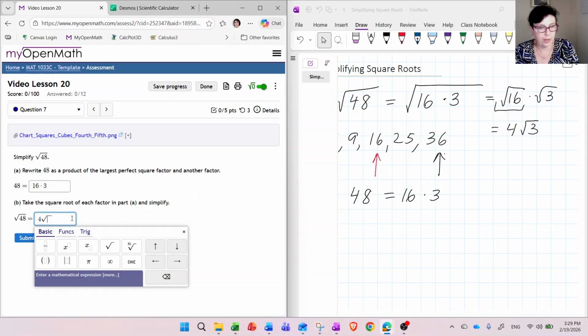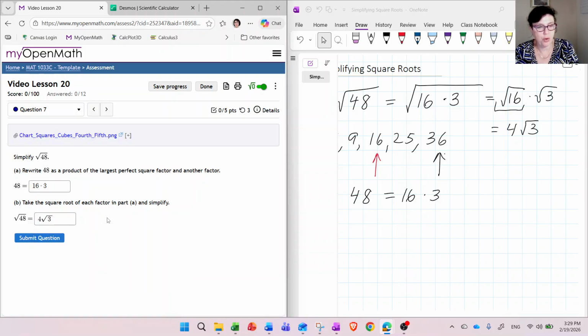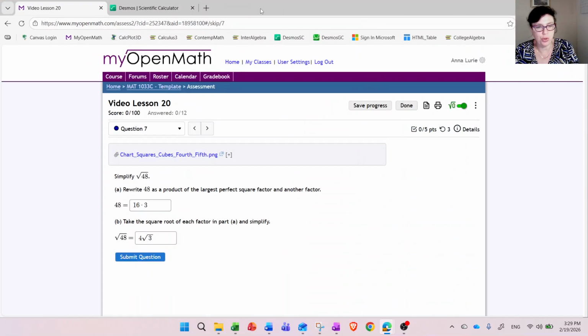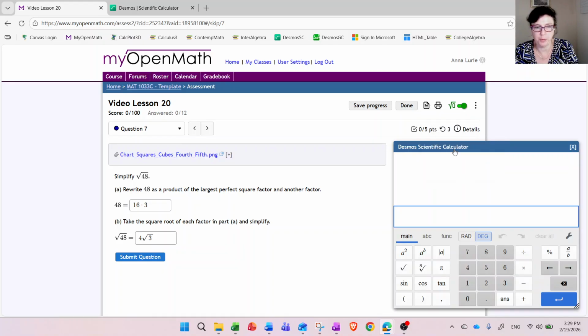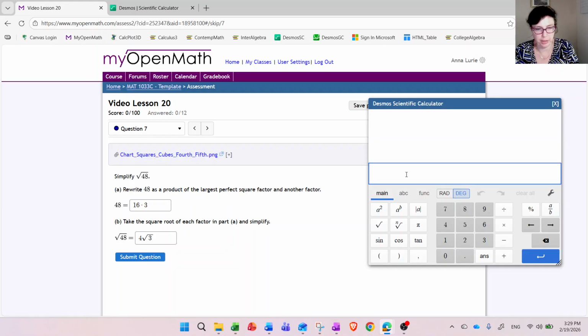Now, one last thing I'm going to tell you is how do you check your work? How do you know that you got this right? What you do is you open the calculator again. Compute on the calculator the original problem, so the square root of 48. Also compute 4 square root of 3. And if the answers are the same, you know 100% you got this right.